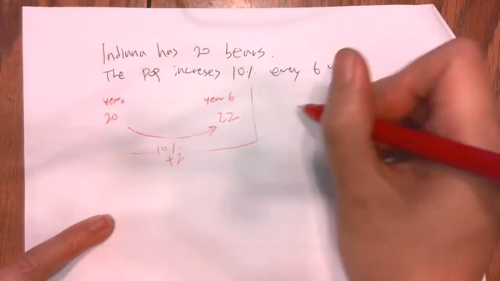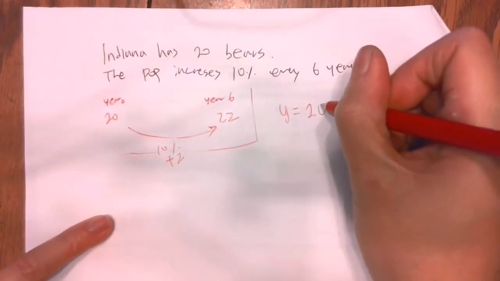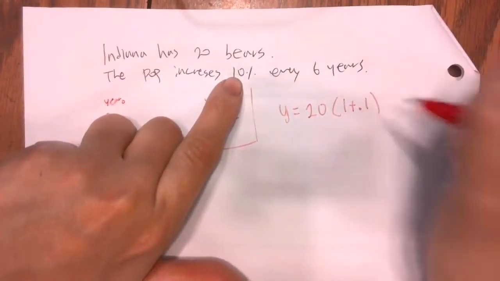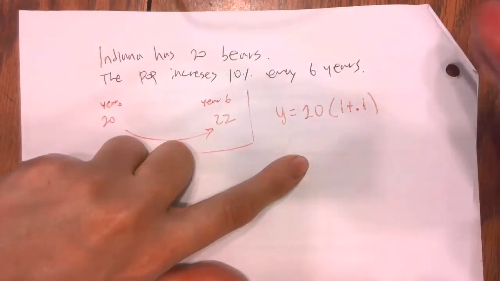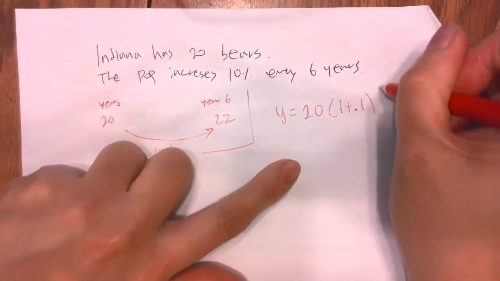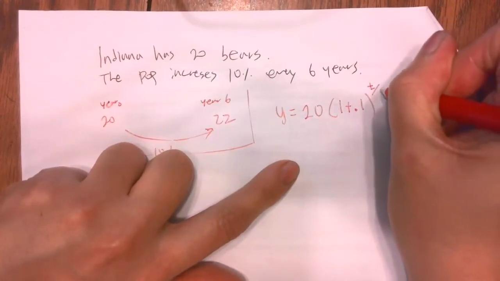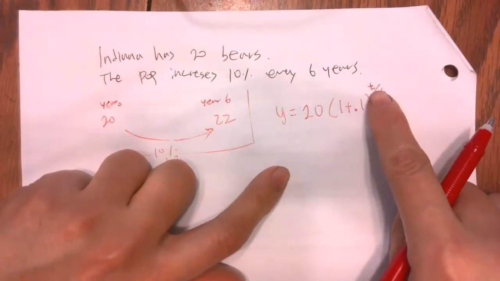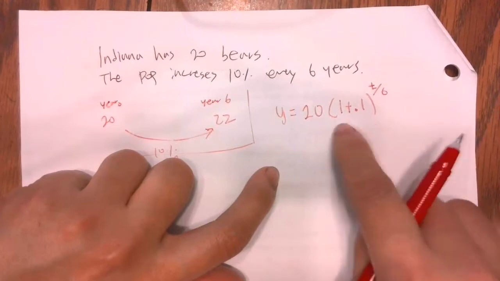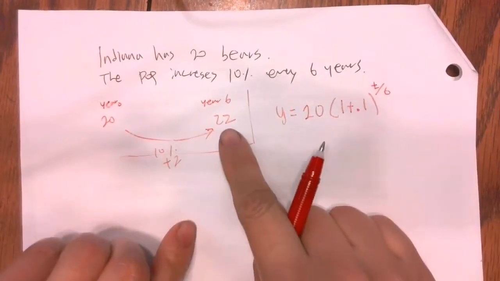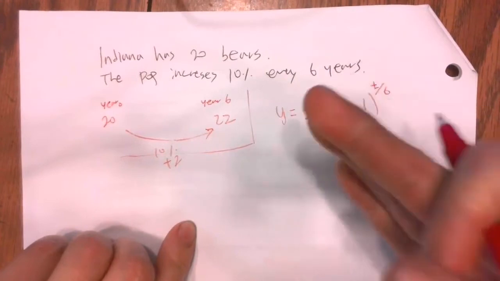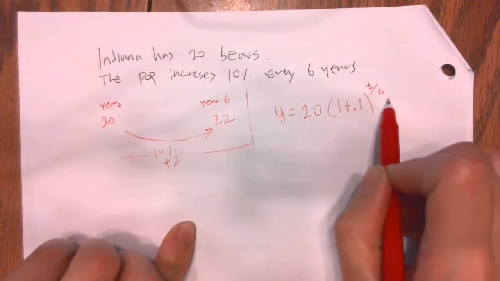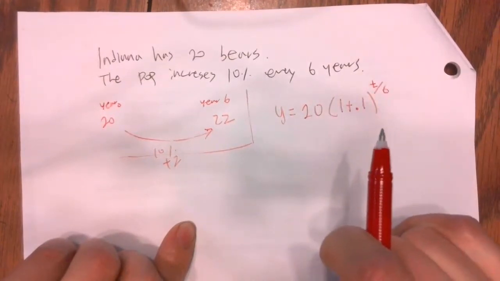So your equation: y is equal to 20, the initial value, times 1 plus the rate. 10% is 0.1. I hope you all got to at least that point. How am I going to put every 6 years into the equation? It's going to be t over 6, like that. So when t is 6, 6 over 6 is just a 1, so you're just doing the 10% increase of 20, which is 22. Okay, so if it says every certain year, every certain month, every certain something, you're just going to divide your time by that. Does it make sense? Okay.